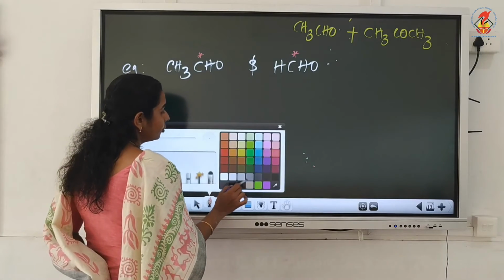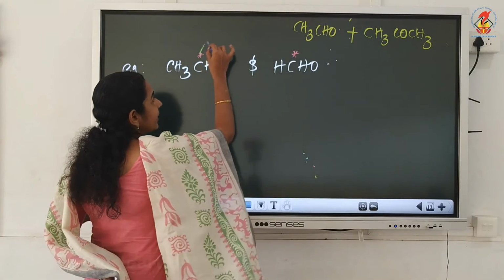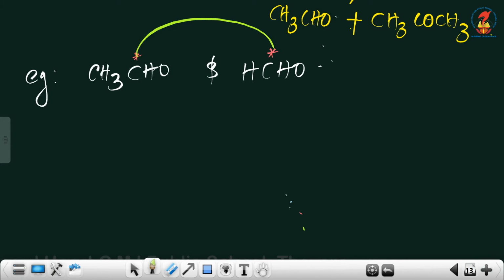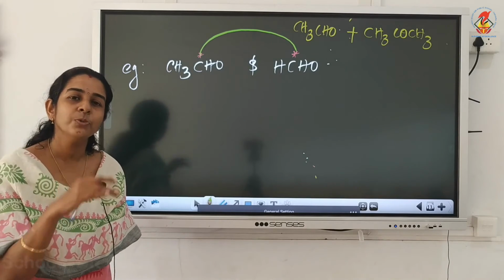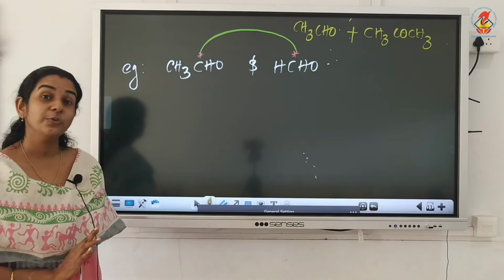Now what we have to do next is connect these two carbon atoms. Connect both carbonyl carbon atoms using a double bond after removing oxygen. So what we will get?